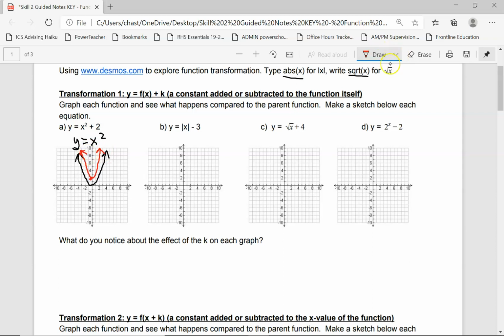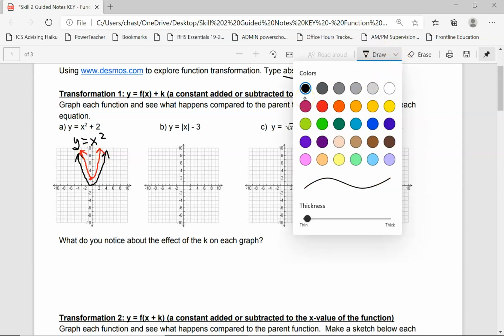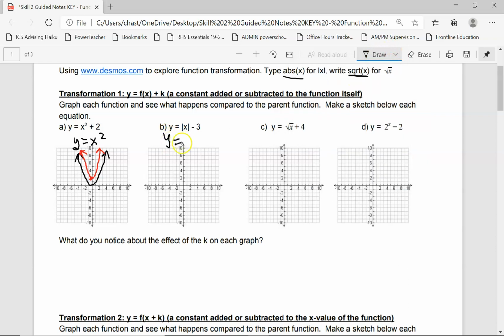For the next one, again, I'll switch to black. The parent function here was y equals absolute value of x. So that looked like a graph like this, and it kind of looked like a V. So now we're going to see what happens when we have absolute value of x minus 3.